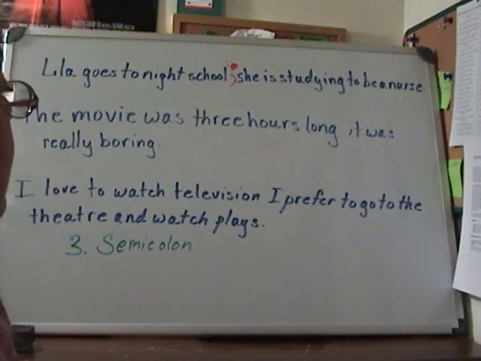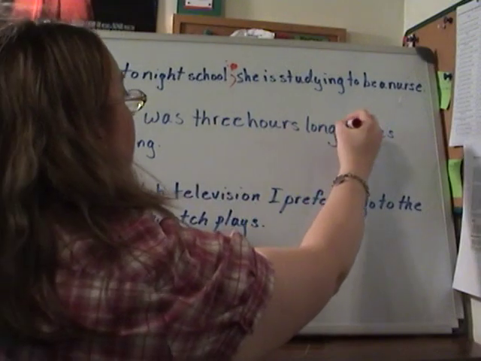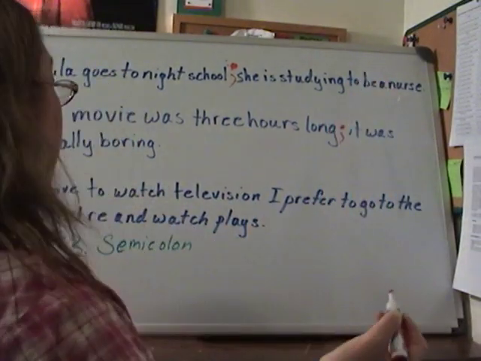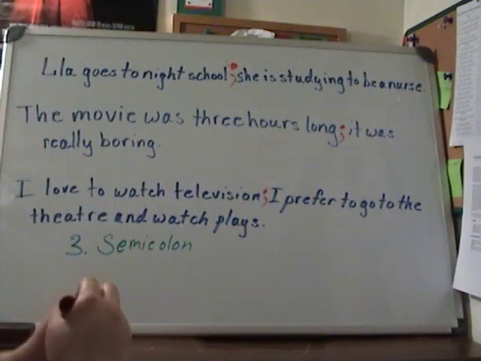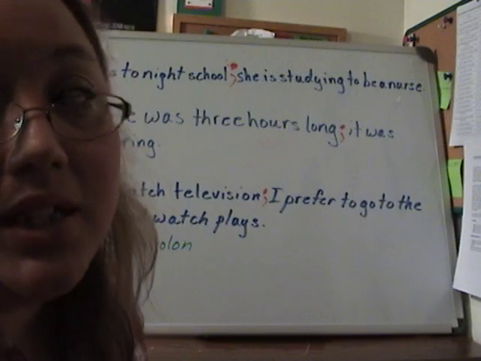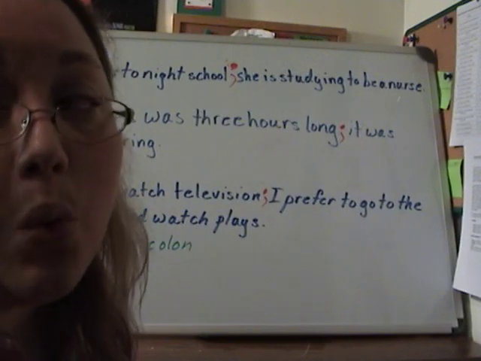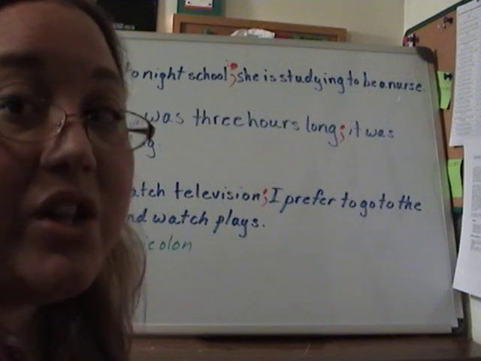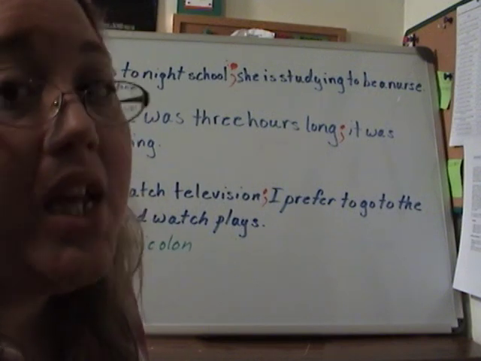Lila goes to night school; she is studying to be a nurse. The movie was 3 hours long; it was really boring. I love to watch television; I prefer to go to the theater and watch plays. You see? Using a semicolon can simply take the place of saying and, but, or, yet, so, and you're not having to worry about any additional commas or any other form of punctuation.